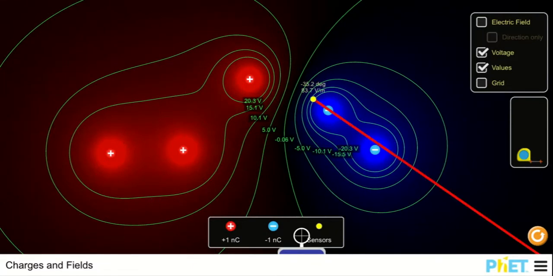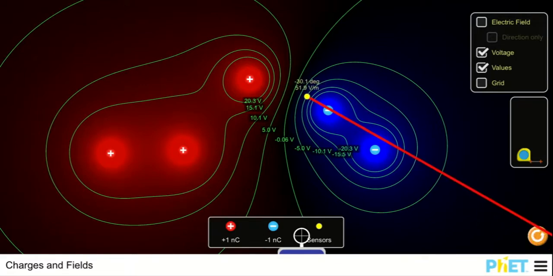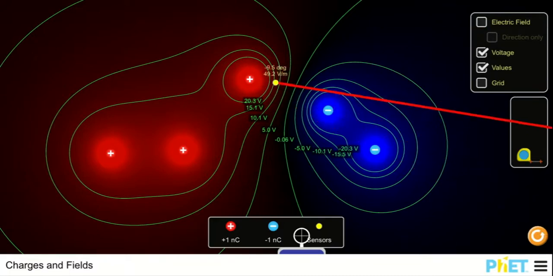If I put it here where the equipotential lines are very close together, okay, this means there's a rapid change in the potential over a very small distance. And we get a big, strong field that's indicated by this long arrow. If I instead put it over here, where the same change in potential occurs over a larger distance, then you get a much weaker field. Okay, same thing here and here.